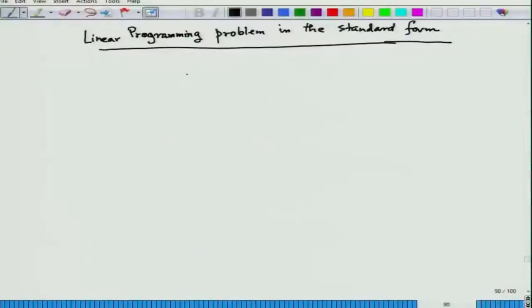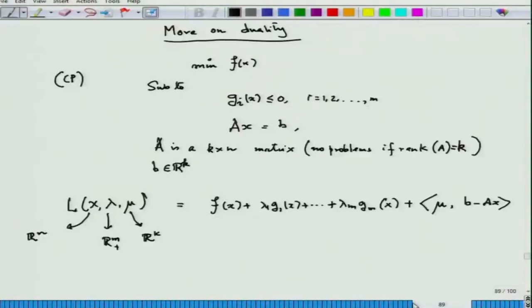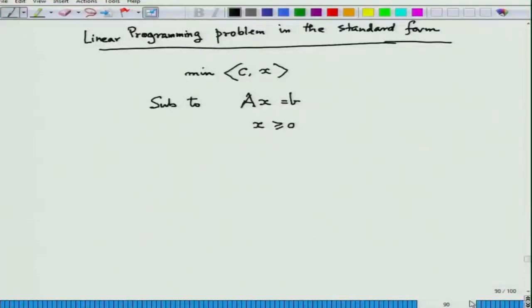Now, let us look at the linear programming problem in the standard form. If I want to write it more explicitly, like the form that I have written for CP, I should write in this form. A is again the k cross n matrix of full rank, whatever. So, I can rewrite this, so this is my f of x, c transpose x.